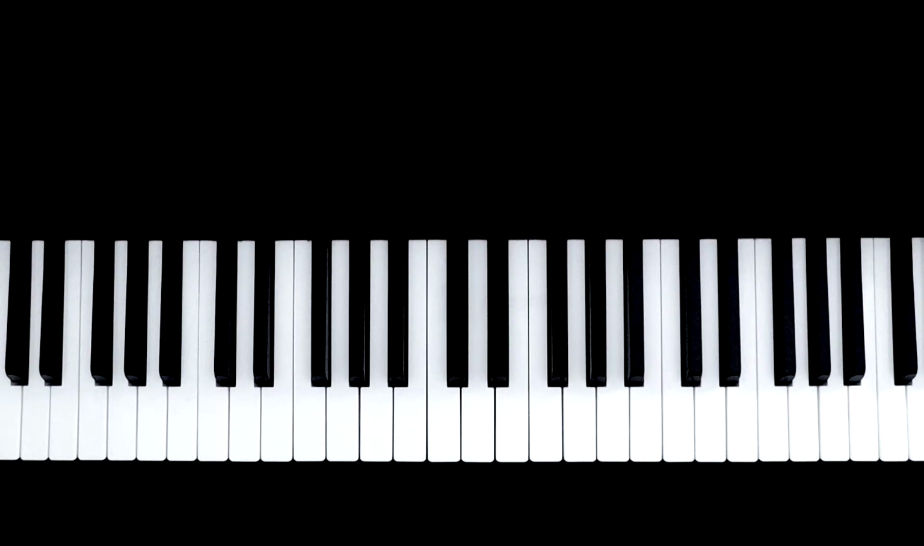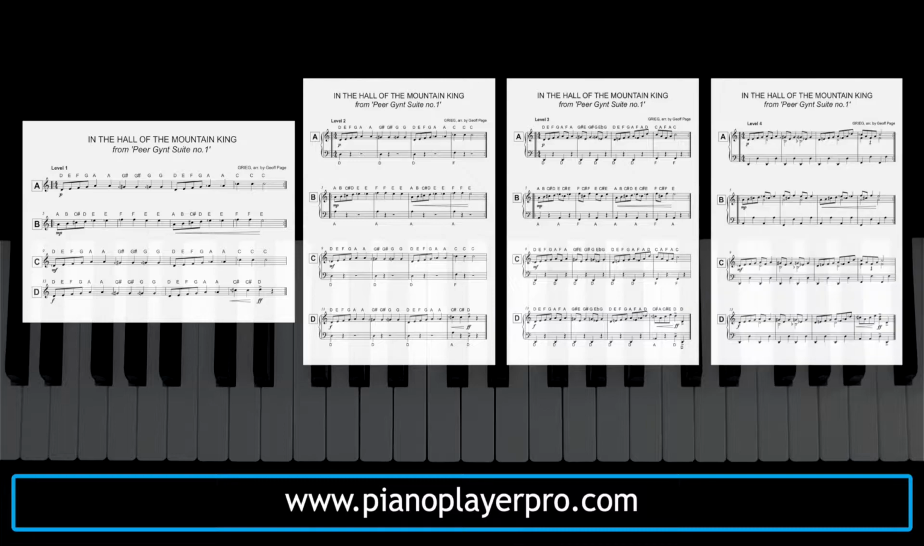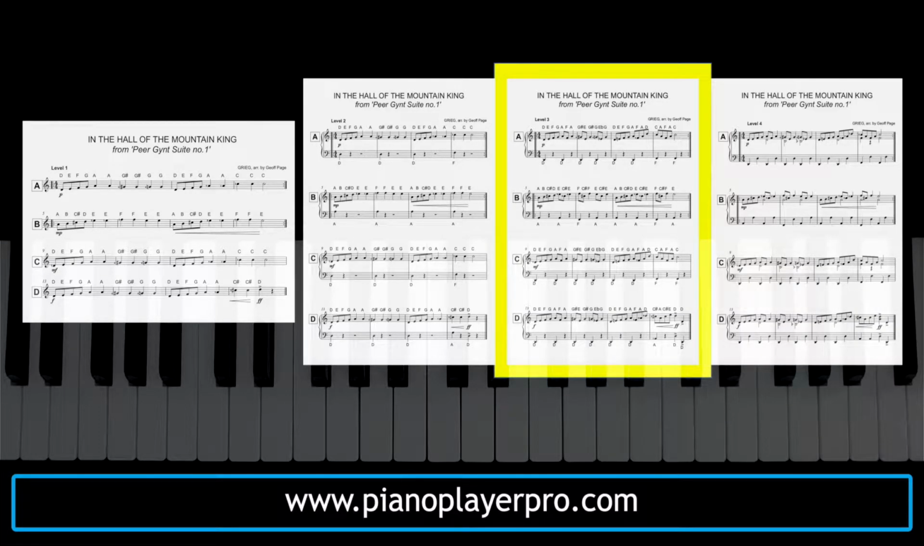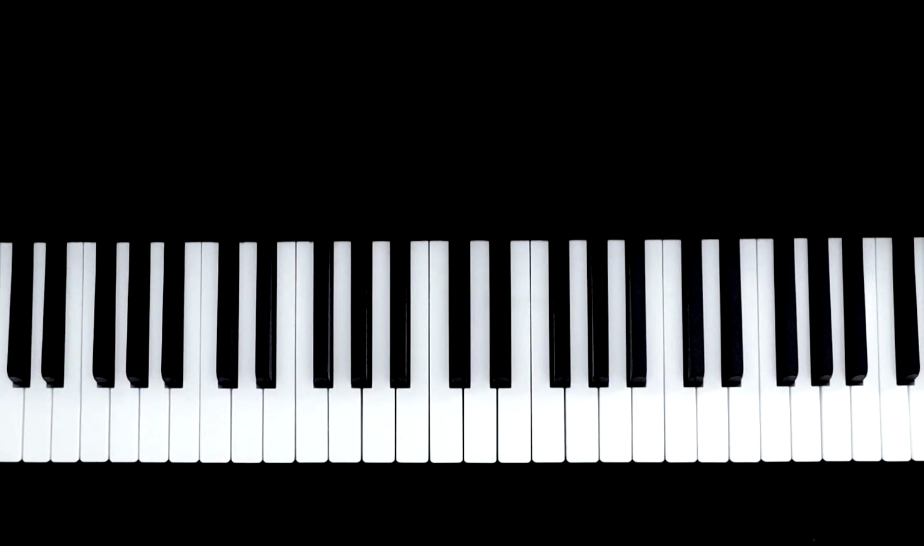In total, there are 4 piano arrangements of In the Hall of the Mountain King for you to choose from, starting with level 1, and getting progressively more difficult all the way up to level 4. This video is for the level 3 version, but feel free to take a look at the others. So then, let's get going.